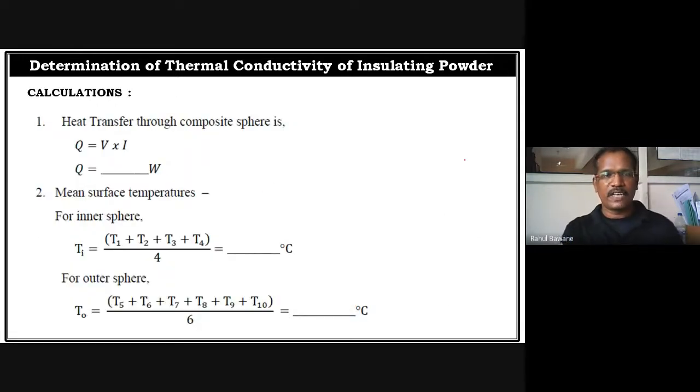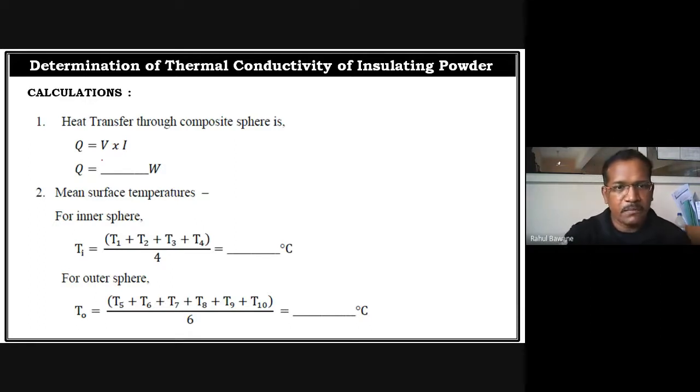Next, the sample calculation. In the sample calculations, we first have to calculate the heat supplied. How to calculate heat supply? We know that we are setting some particular voltage and the corresponding current is there. So multiply voltage and current, and that much heat we are actually supplying. After steady state condition, whatever heat is supplied is going to be transferred.